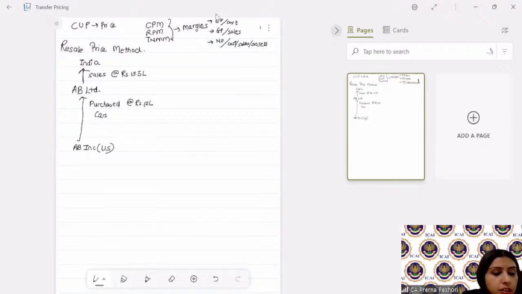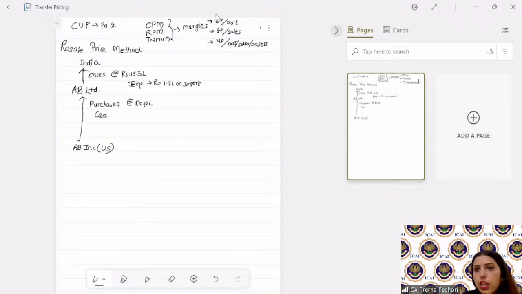It also incurred certain expenses amounting to rupees 1.2 lakh on import, right? So it is purchasing cars at rupees 12 lakh, selling the cars at rupees 13.5 lakh, and it is having certain expenditure of 1.2 lakh on the import. So this is briefly what AB Limited does.